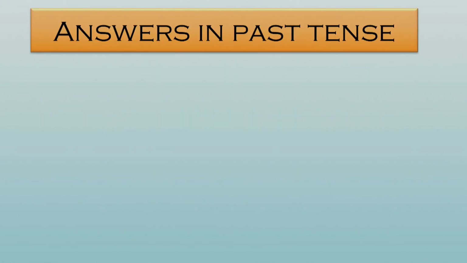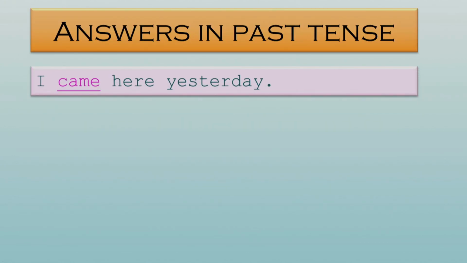You can answer like this. You can say, I came here yesterday, for when did you come? You cannot say, I come here yesterday. You have to say, I came here yesterday. Okay, students? You change the verb, you avoid the did question, and you make the verb come into came, or the past form of the verb come.